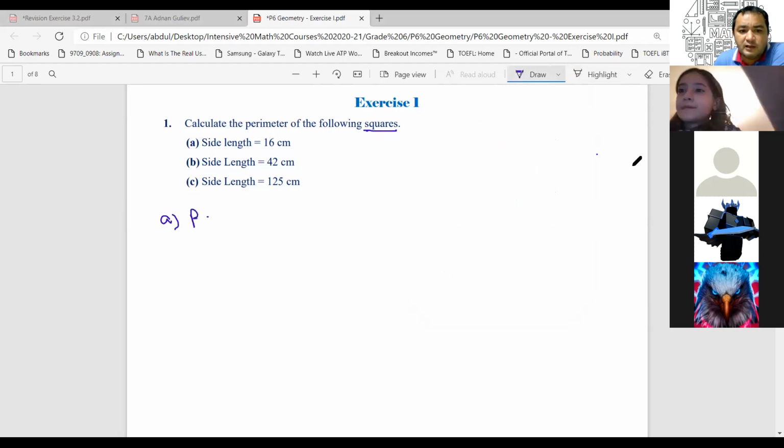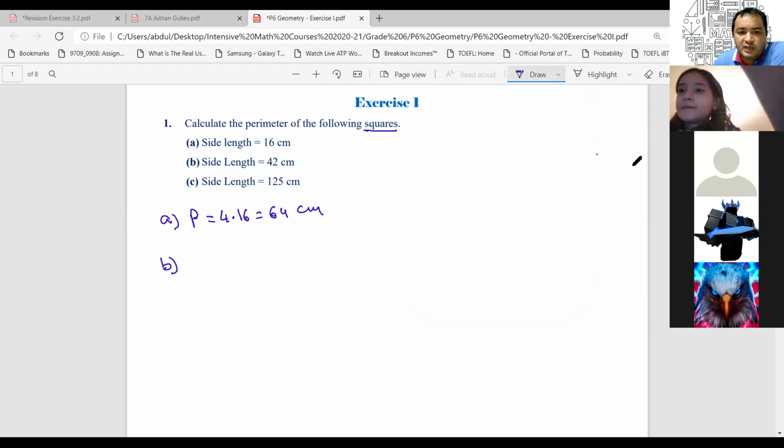What is the perimeter, Neil? What is the perimeter of a square? How do you find this? 4 times side length, right? Because it has 4 sides. Each side is 16. That is 4 times 16. So that is 64 centimeters.